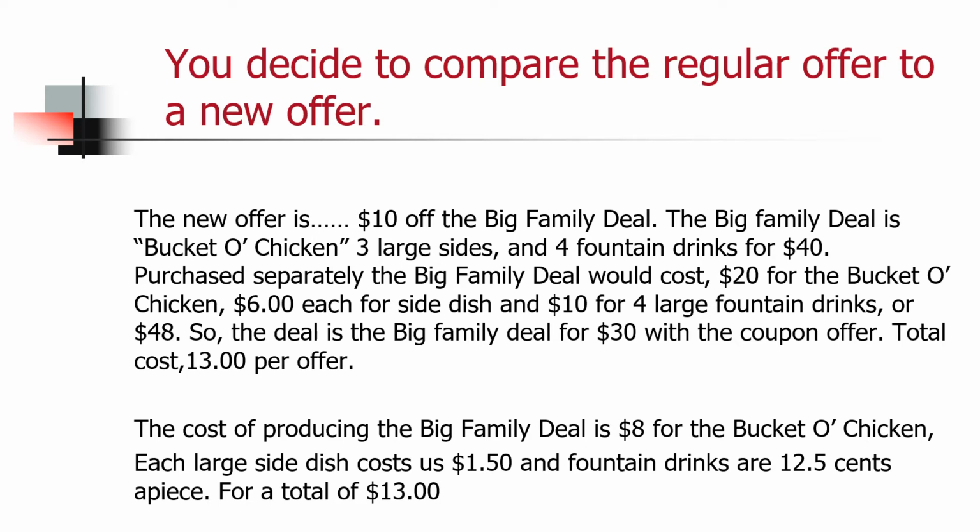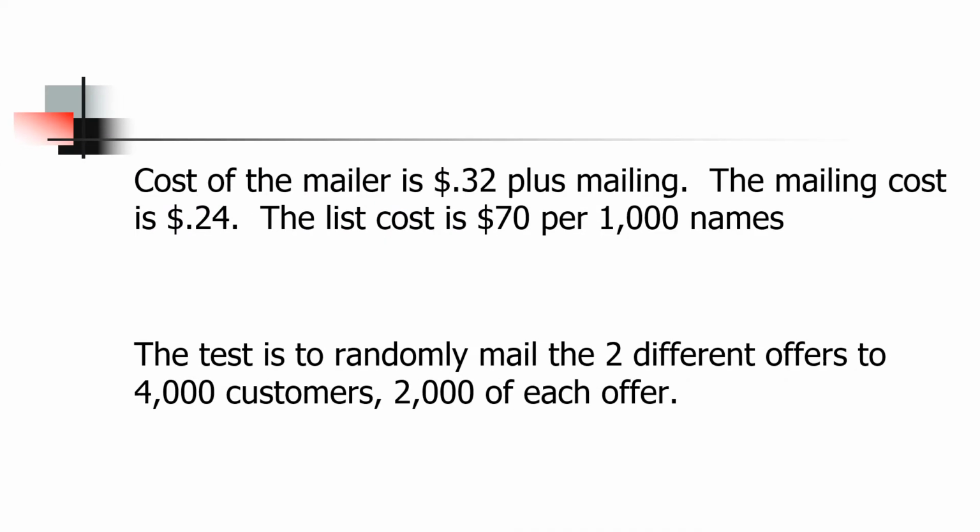So let's take a look at what happens. Cost of the mailer with 1,000 names, and we're going to send this mailer out to the two different offers to 4,000 customers. 2,000 of each are going to get the offer. So this is going to be a split sample test with a 50-50 split. Half the people are going to get the 2 buckets for $30 offer. The others are going to get the Big Family Deal for $30 offer. And we're going to see which one draws the most customers, which one is the most profitable, and which one creates the most new customers.